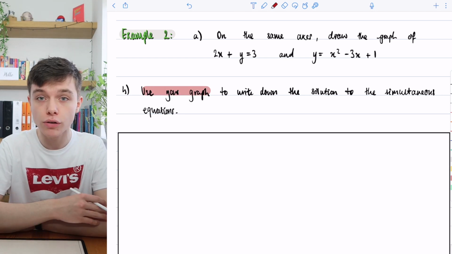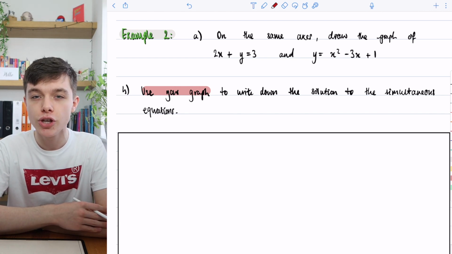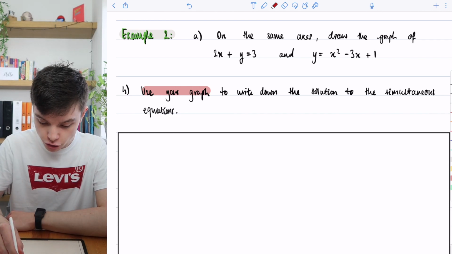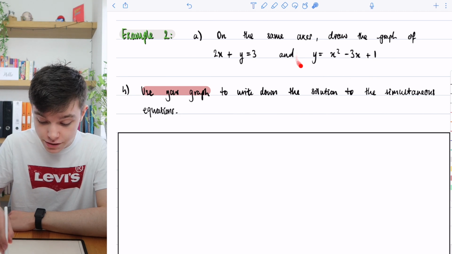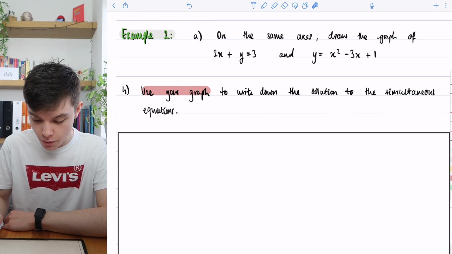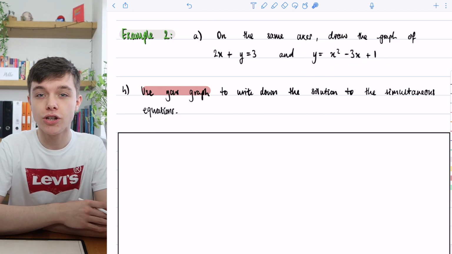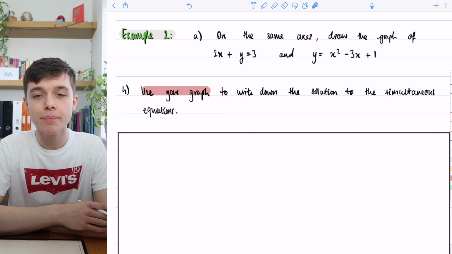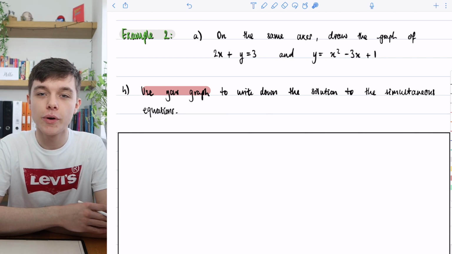So don't go and solve them like previous videos. Use your graph, okay? If you're unsure of how to draw this graph, have a look at a previous video because there's quite a few methods that you can use to draw it. So pause and have a go if you want to, and then we'll work through the answer.